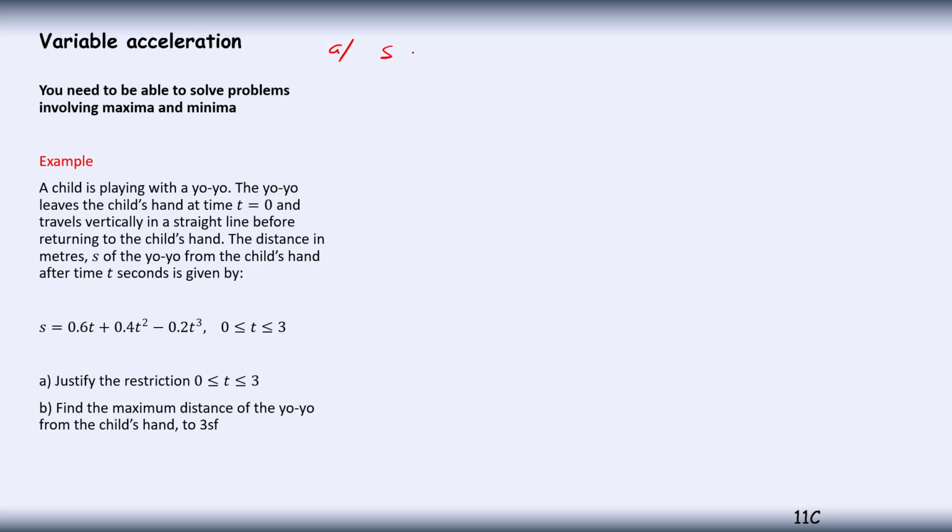So we've got s is equal to 0.6t plus 0.4t squared minus 0.2t cubed. Now to calculate the roots, I'm going to set s equal to 0. When s is equal to 0, I've got 0.6t plus 0.4t squared minus 0.2t cubed is equal to 0.